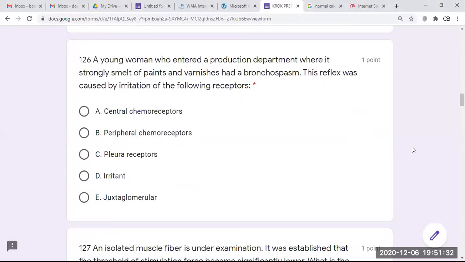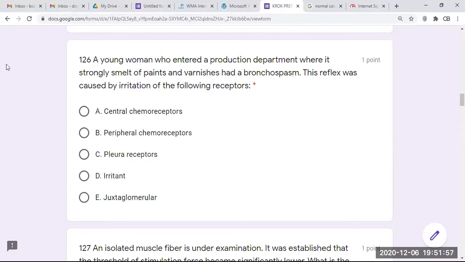So question number 126. Daniela, please read that question for us. A young man who entered a production department where it strongly smelled of paint and varnishes had a bronchospasm. This reflex was caused by irritation of the receptors.